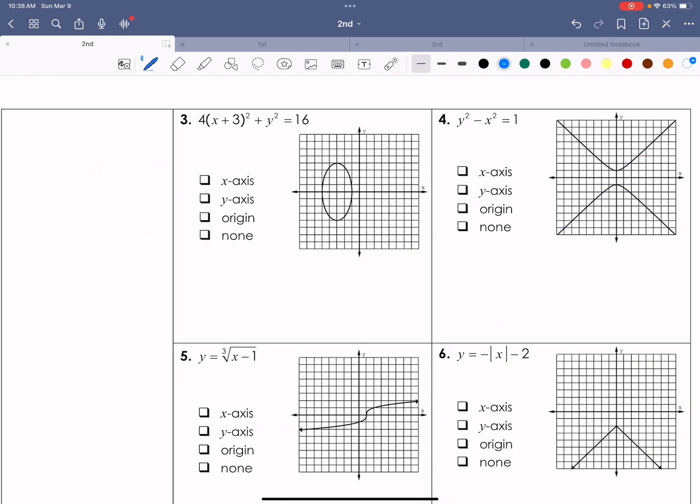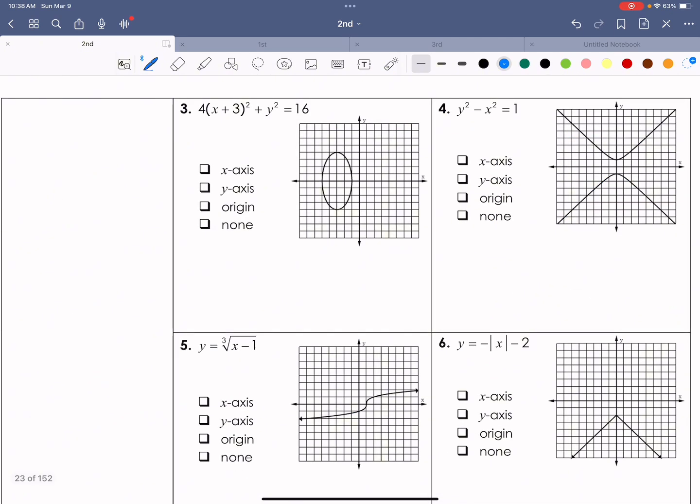So number 3, it's not symmetrical about the y-axis, but it is symmetrical if I cut it right here along the x-axis, then it does make two halves. So this is going to be symmetry at the x-axis. Now, how do I check this algebraically? Well, since it's the x-axis, I'm going to insert the negative y.